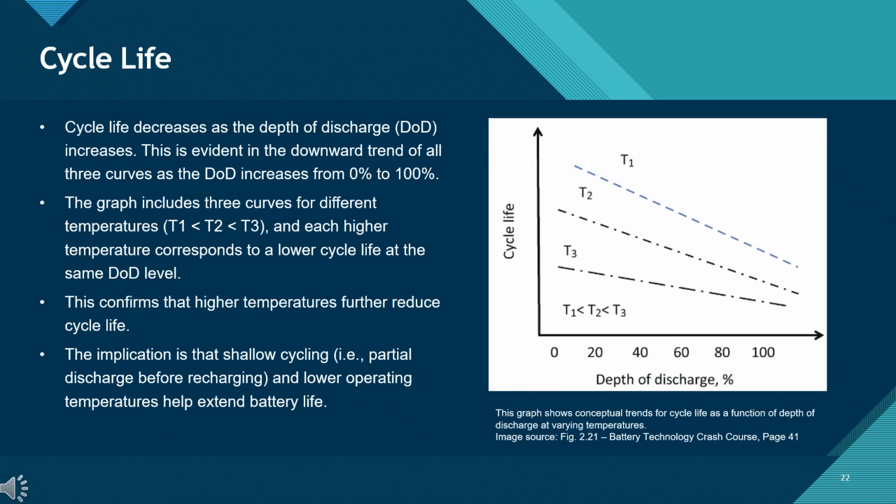This graph illustrates how cycle life decreases as the depth of discharge increases. In other words, the deeper the battery is discharged before recharging, the fewer cycles it can complete over its lifetime. You'll also notice that higher temperatures further reduce cycle life. Therefore, both temperature and depth of discharge are crucial factors in determining battery longevity.